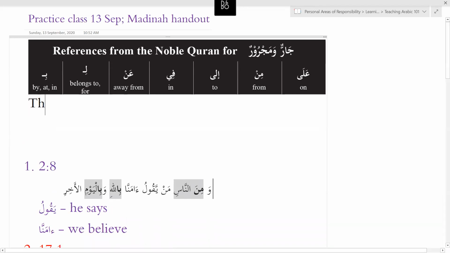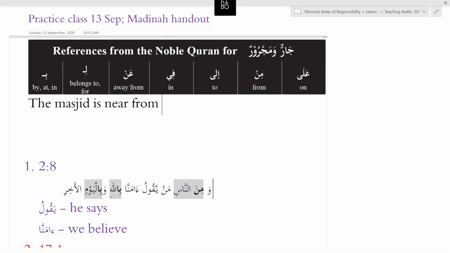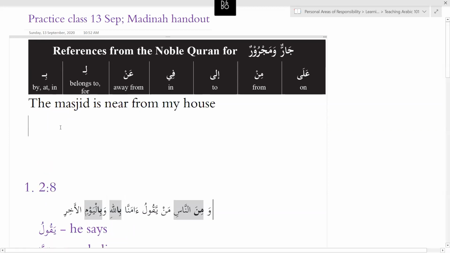Now let's see, you guys translate. The masjid is near from my house. How do we say this sentence? Near is qaribun. Okay, qaribun means near. Qaribun is also a word like these. Okay, it's also a word like an, min, ila, fi, etc.